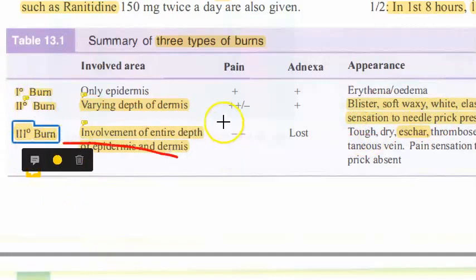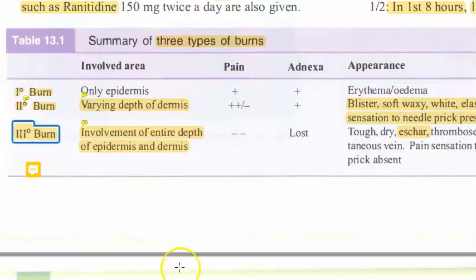Third degree means the entire dermis is involved, isn't it? So the needle prick pain sensation will be absent, because all the nerves are destroyed. Guys, focus on the pain aspect here. They have a separate column for pain here.